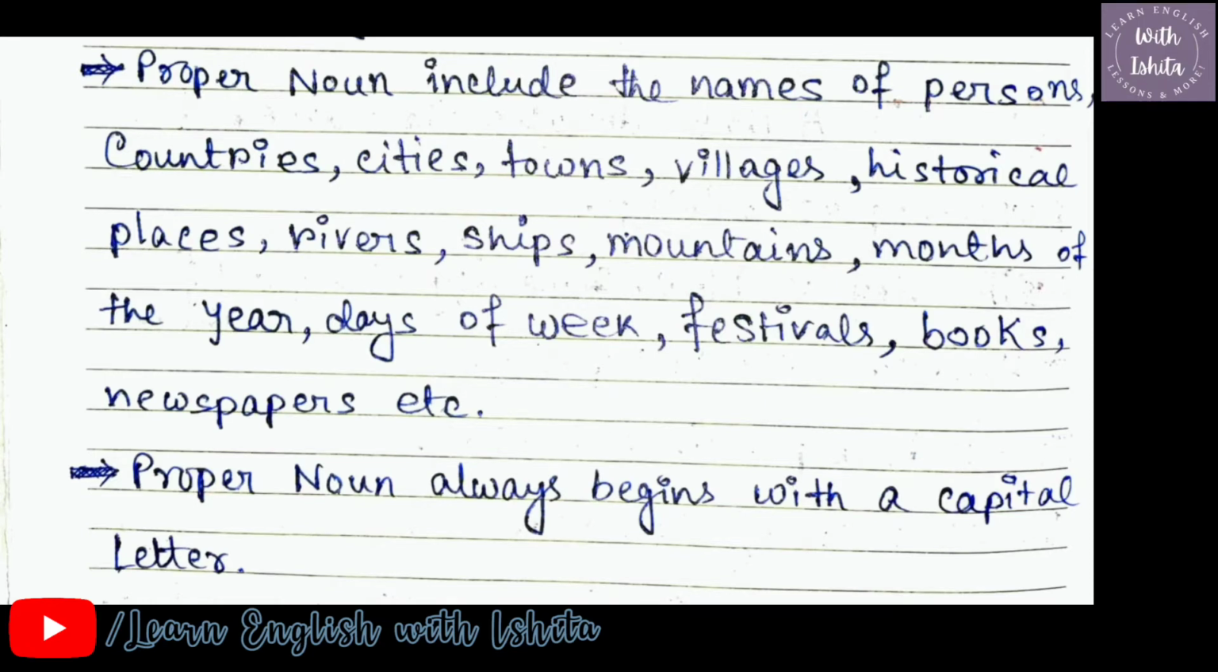Proper nouns include the names of persons, countries, cities, towns, villages, historical places, rivers, ships, mountains, months of a year, days of the week, festivals, books, newspapers, etc. Proper nouns always begin with a capital letter.